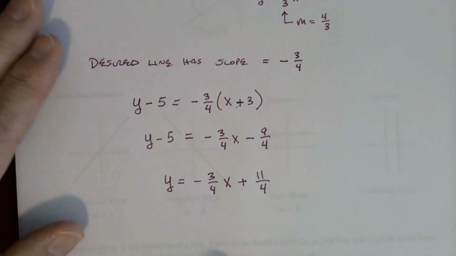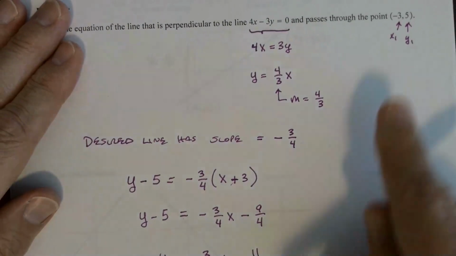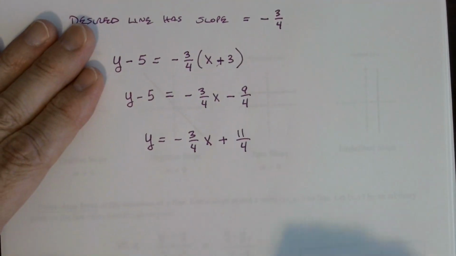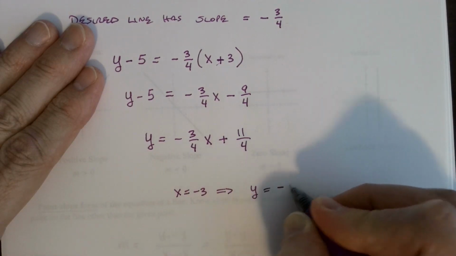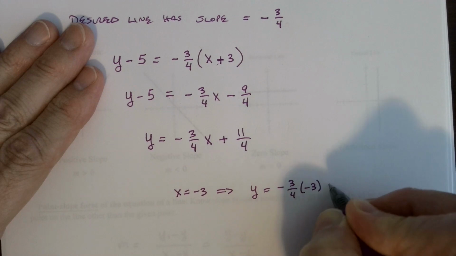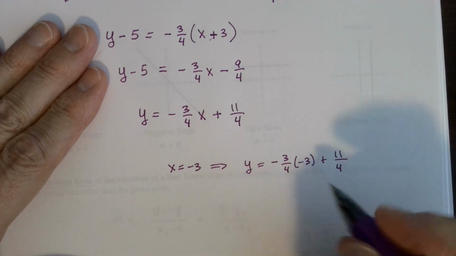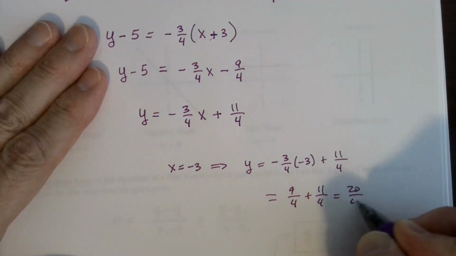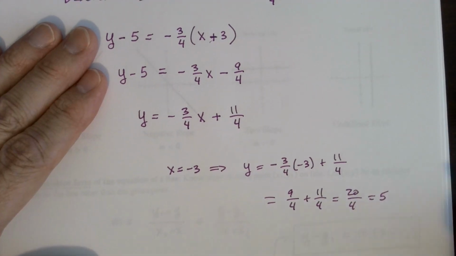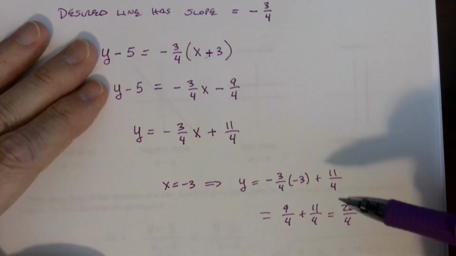Okay. Now my arithmetic is off sometimes. I make little mistakes, so it's always helpful to check, right? Go back and make sure, first of all, we pass through this point. Do we indeed pass through this point? When x is equal to negative 3, what do we get for y? Well, I get negative 3/4 times negative 3 is positive 9/4, so this is 9/4 plus 11/4, which is 20/4, which is 5. Is that what we're supposed to get when x is negative 3? Yeah, so that's good. At least our point is on the line.